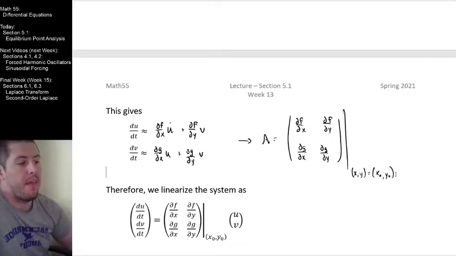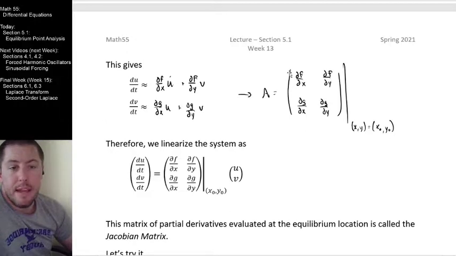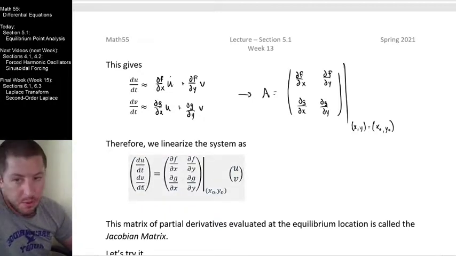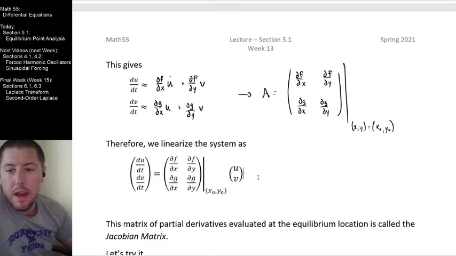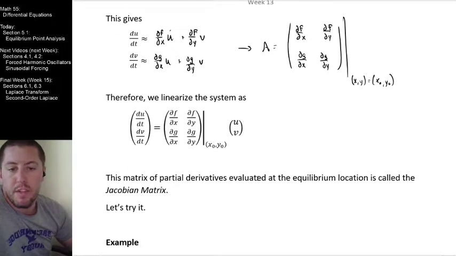All right, evaluate it at that x naught, y naught right there. So this A matrix seems to be a whole matrix of derivatives. So we say that we linearize the system to be, notice that this is back just in our linear setting, the derivative of u with respect to t, derivative of v with respect to t. Here's our coefficient matrix A, evaluated at x naught, y naught, times our vector uv. So this is our linearized version. This matrix of partial derivatives that are evaluated at the equilibrium location is referred to as the Jacobian matrix.